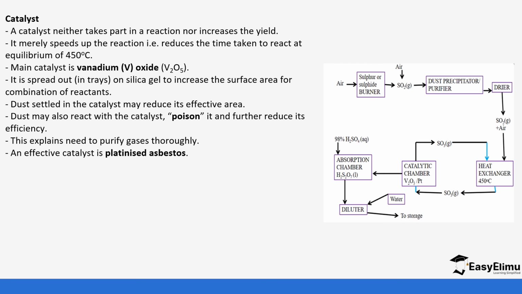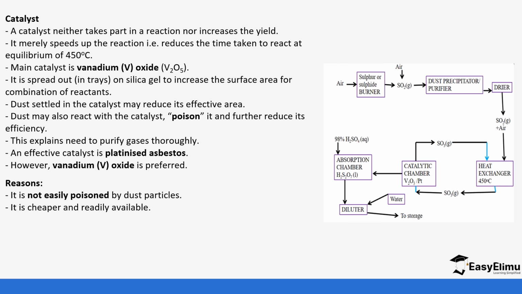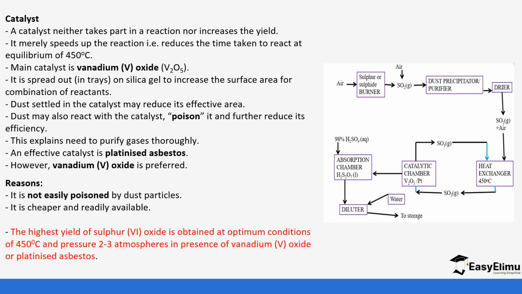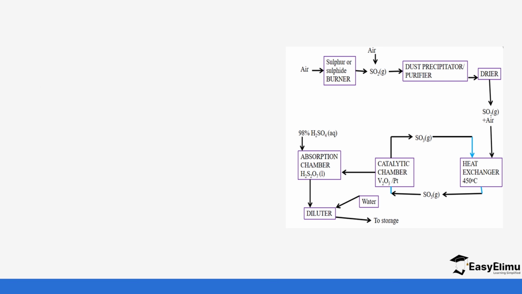An effective catalyst is also platinized asbestos, which can be used as an alternative, but we prefer vanadium 5 oxide because it is not easily poisoned, and it's cheaper and readily available. Remember, this is a large scale process, so minimizing the cost is also one of the things they consider. So the highest yield of sulfur 6 oxide is obtained at optimum conditions. You need to remember these conditions: 450 degrees Celsius and a pressure of 2 to 3 atmospheres, in the presence of vanadium 5 oxide. So those are the optimum conditions.